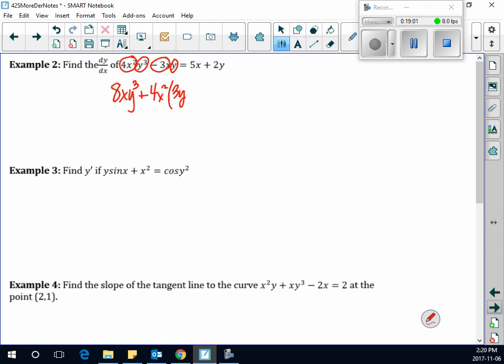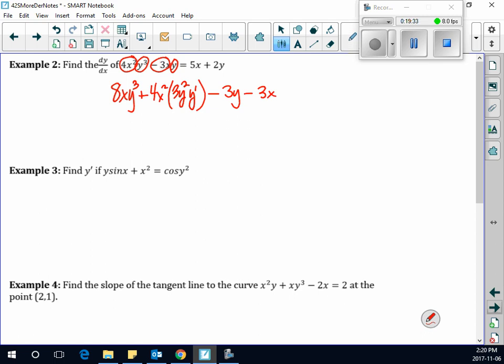3y squared times y prime. Yes. Okay, do the next one. What's the derivative of minus 3x? Minus 3. Leave the second one alone. Plus, but it's a minus 3x, so I'm going to put plus a minus 3x, so it's just minus 3x.